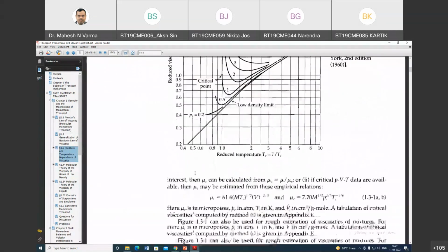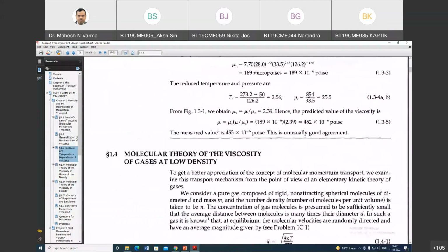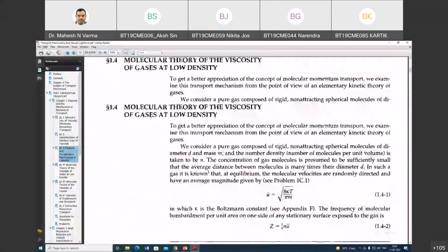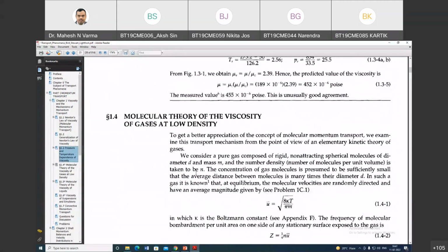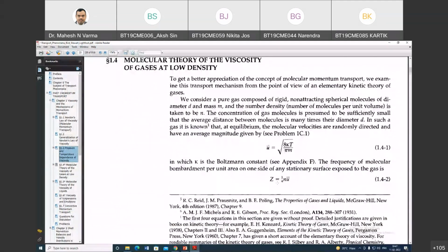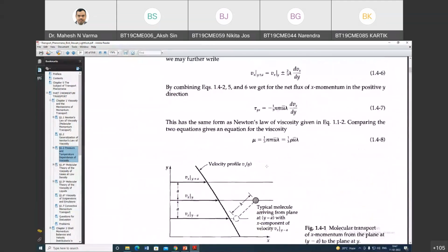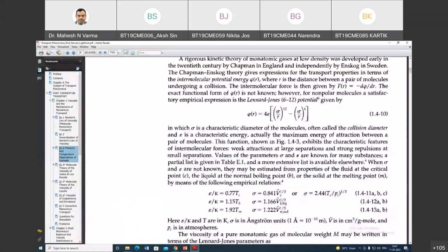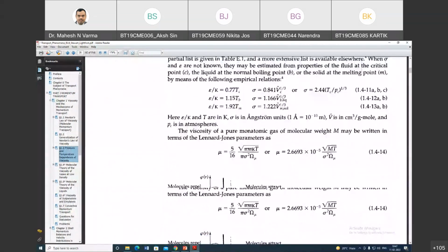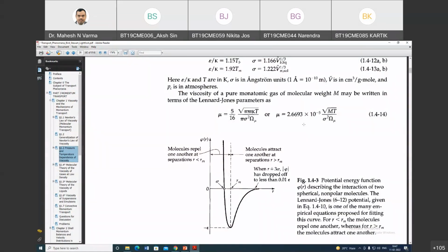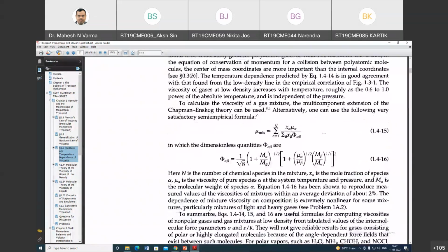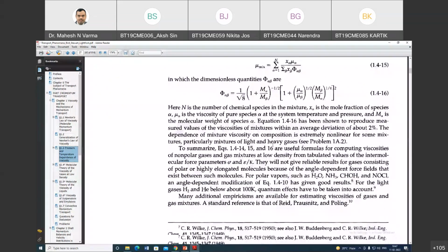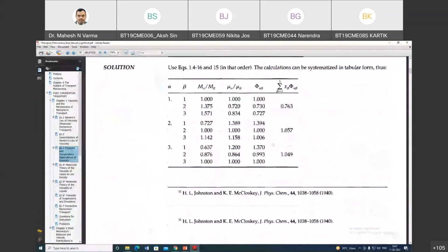This is the empirical graph, and then we have solved this problem. You can see kinetic theory of gases, molecular theory of viscosity of gases. So you can use this kinetic theory to derive these equations. So molecular interaction, low molecular interaction, and then they have discussed how Maxwell has given this equation using Lennard-Jones potentials. Okay, this is collision diameter, collision integral, and this is how to get the viscosity of the mixture. So this is what we have solved in the problem.